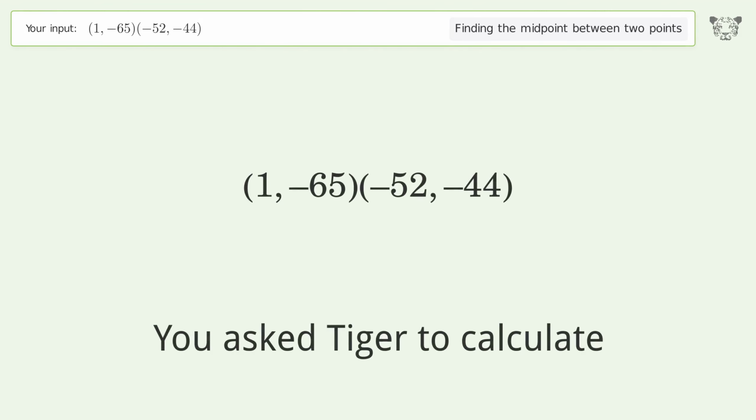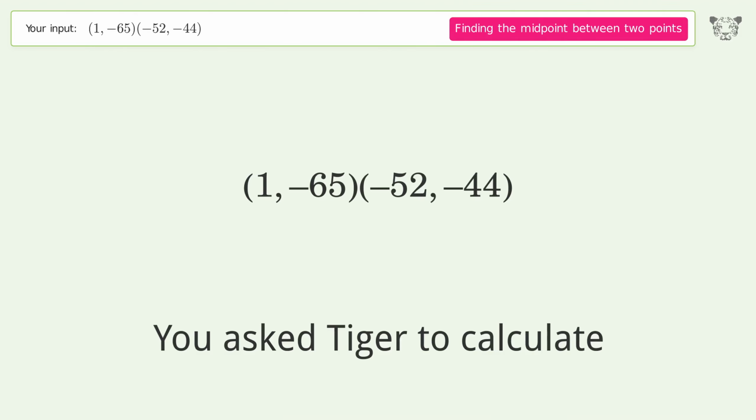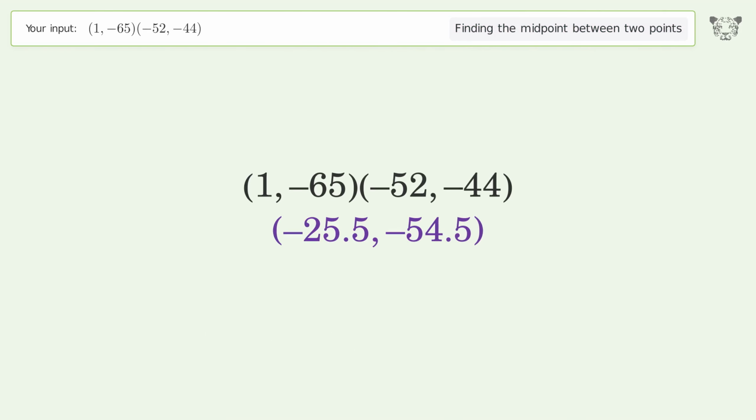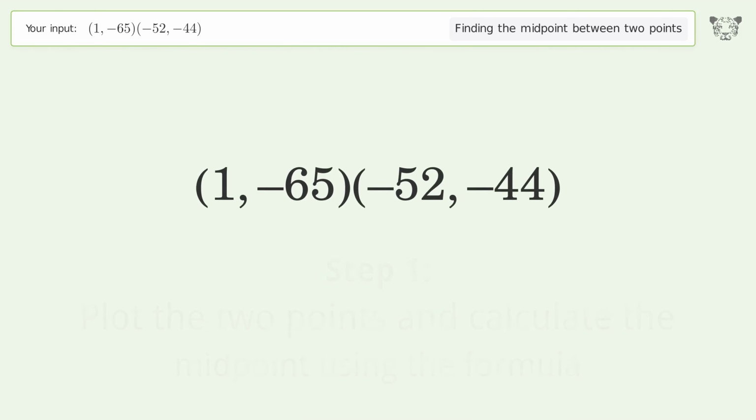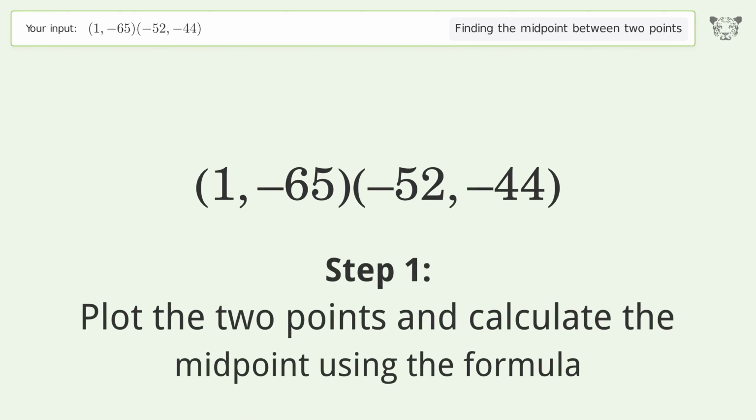You ask Tiger to calculate. This deals with finding the midpoint between 2 points. The midpoint between the 2 points is -25.5, -54.5. Let's solve it step by step. Plot the 2 points and calculate the midpoint using the formula.